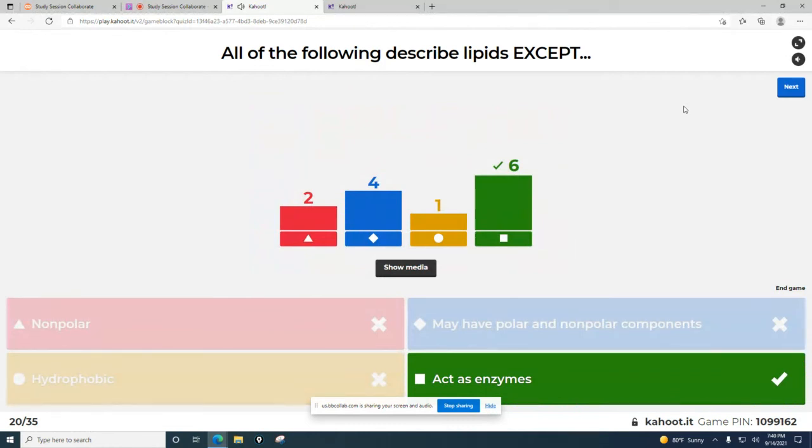You just mentioned active enzymes. Remember, only proteins, those biomolecules, are able to do that. But I put this one in here to do a little bit of a trick, because there is a unique type of lipid that has polar and non-polar components. Does anybody remember what that is called?